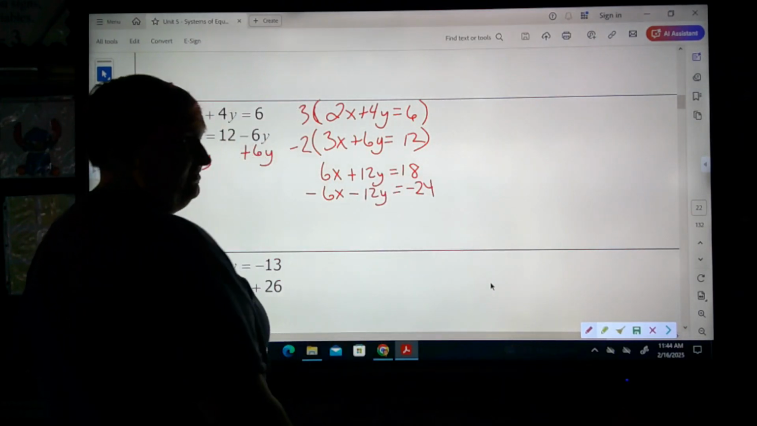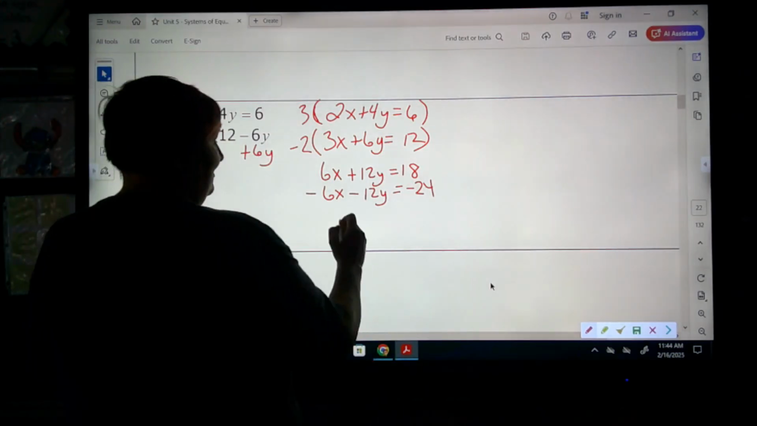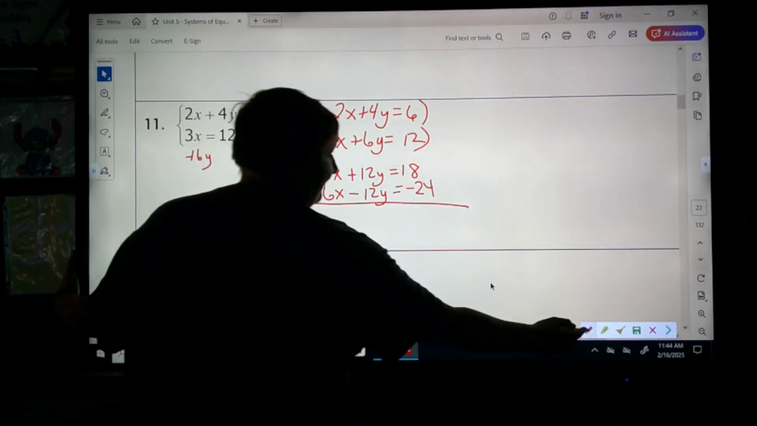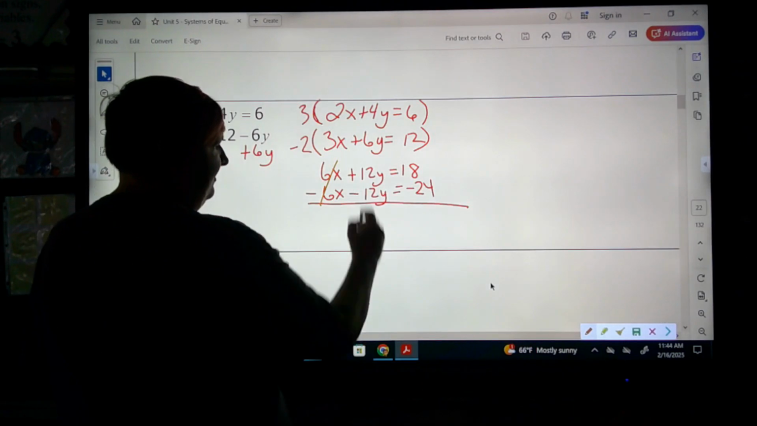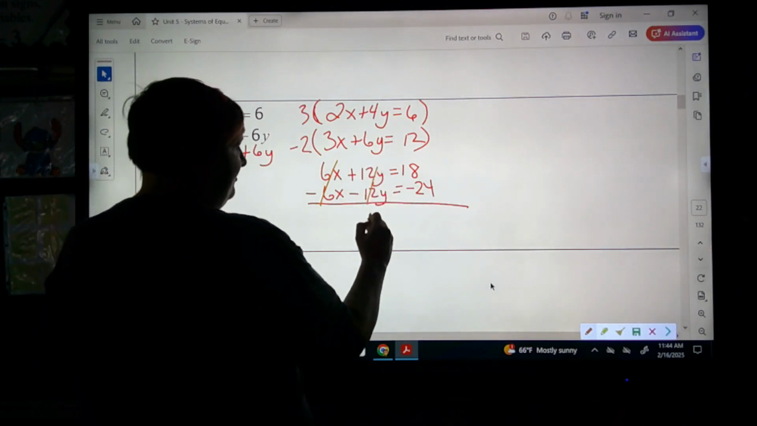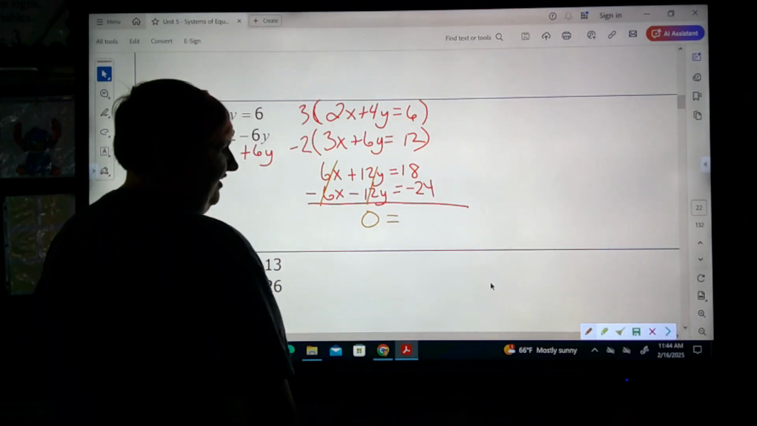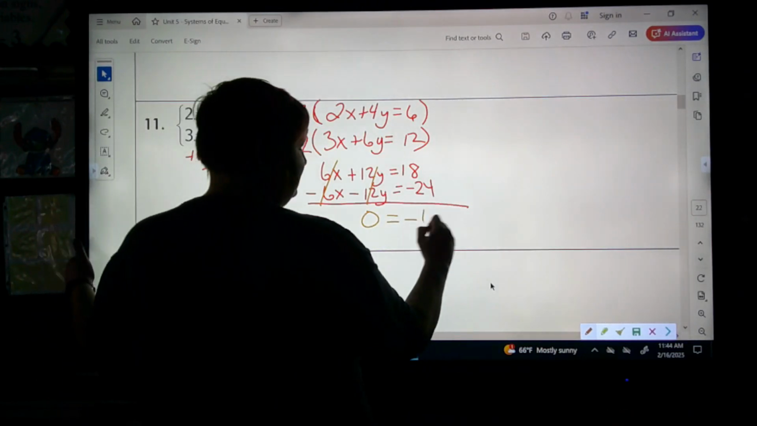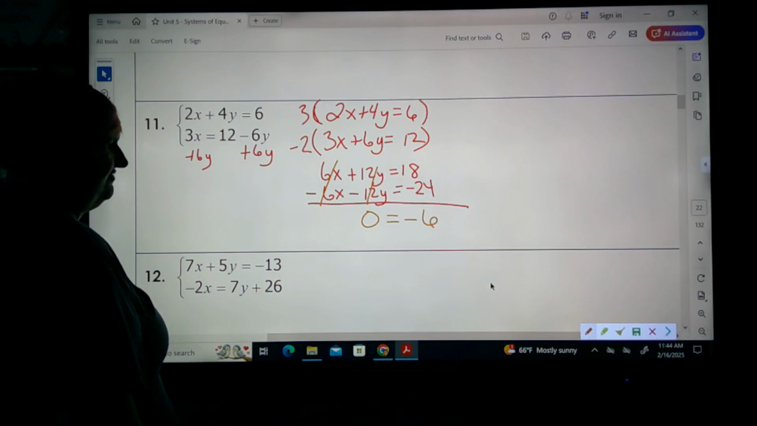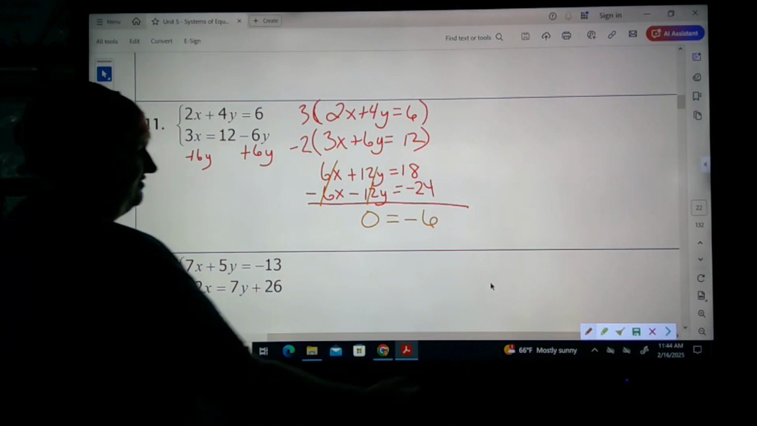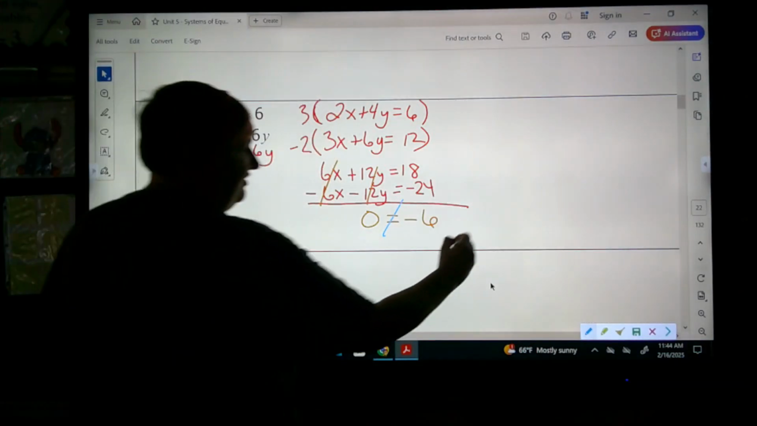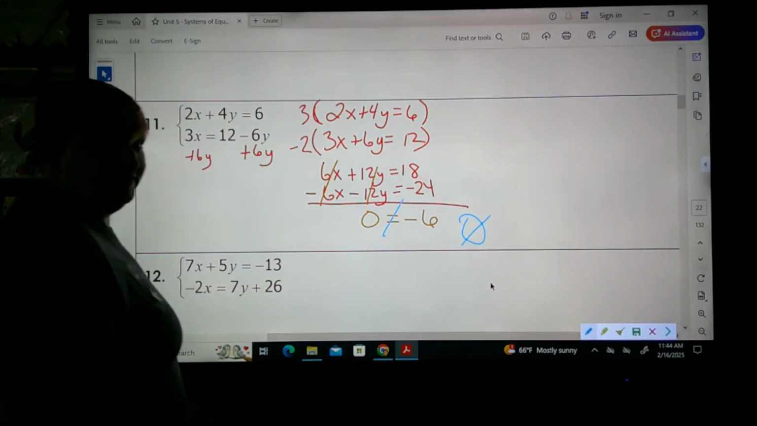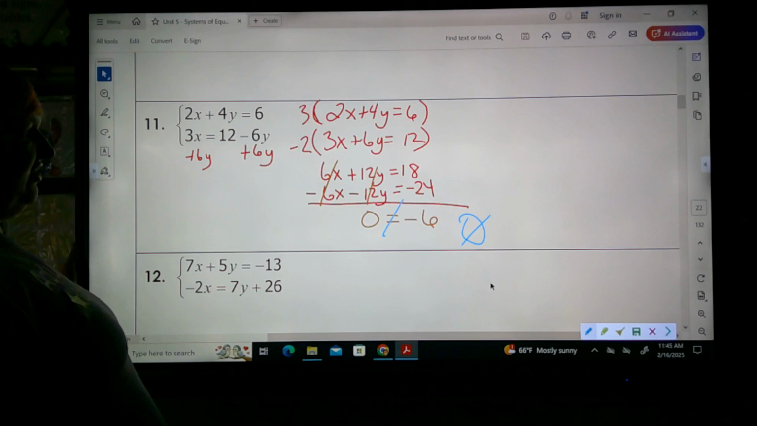Oh, this is interesting. 6x minus 6x is 0. 12y minus 12y is 0. 18 minus 24 is negative 6. 0 equals negative 6. That's just not true. That's not possible. This is a zero solution. There is no place where those two lines are going to cross. There just isn't.